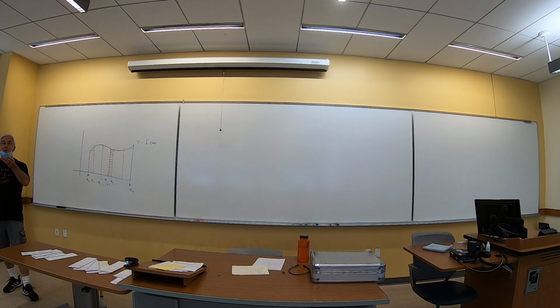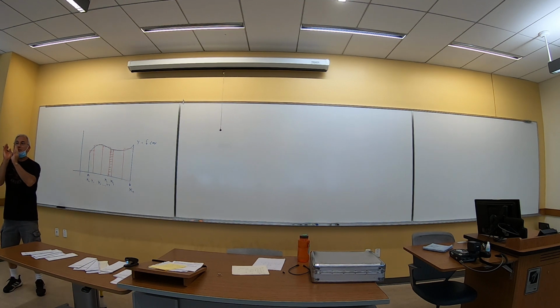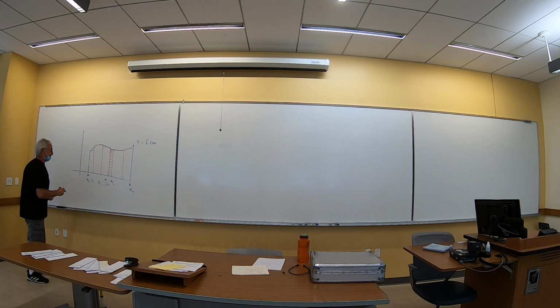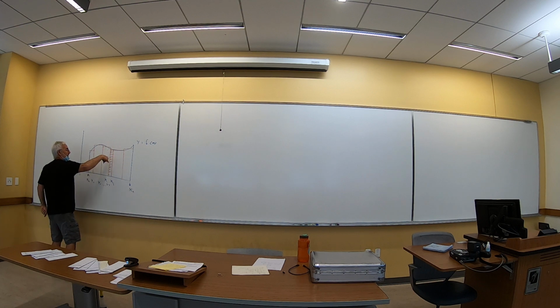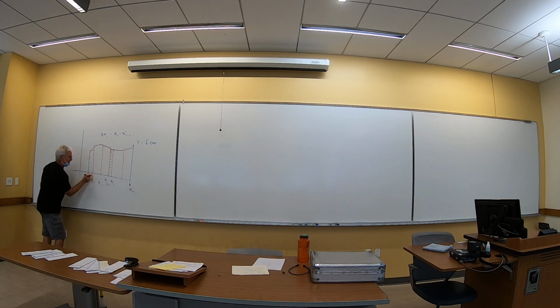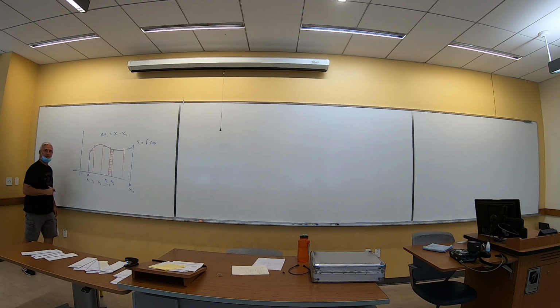If you remember when you were finding areas or finding volumes by rotation and things in Calc 1, you always took the arbitrary slice. We always called it the ith slice. If I could describe it, then the rest was really easy to do. Okay? So delta xi is xi minus xi minus 1. This is delta x1. It's x1 minus x0. Delta x2, x2 minus x1, and so on.